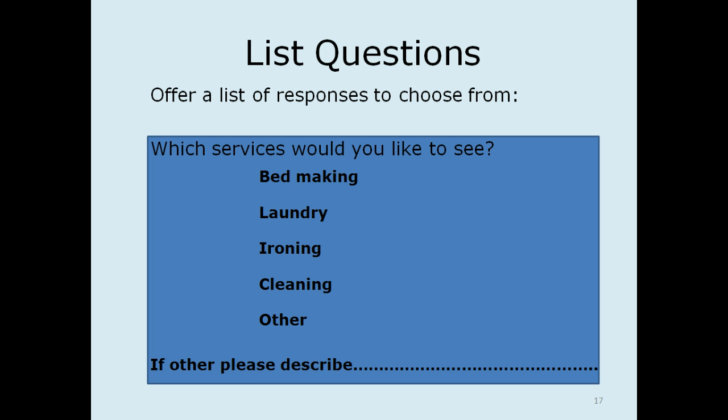You could use a list question. A list question is where you basically give a list of options. Very similar to closed questions, but here's one. This is a hotel. Which services would you like to see? Bed making, laundry, ironing, cleaning, other. On this one, there's also a bit of an open question mixed in, because if they don't particularly like all those options you've given them, they could put other and just put down something else, room service or something like that. So you can mix and match a little bit, and it all does depend on what you're trying to find out, the problem, the opportunity, the issue that you originally defined.